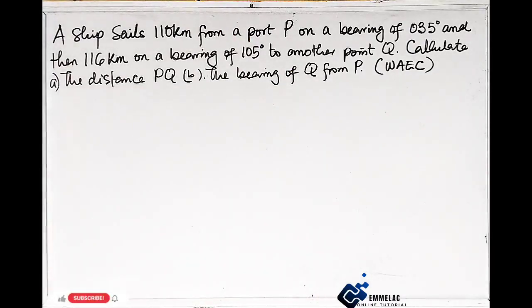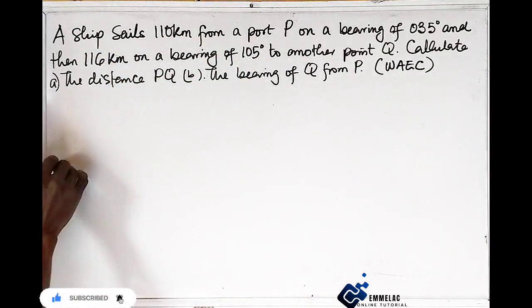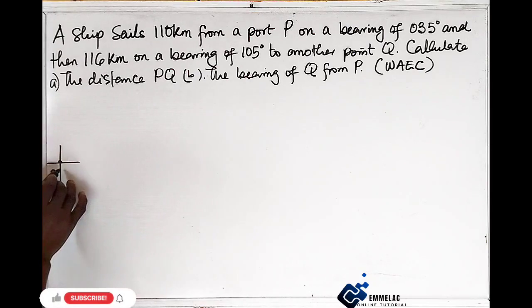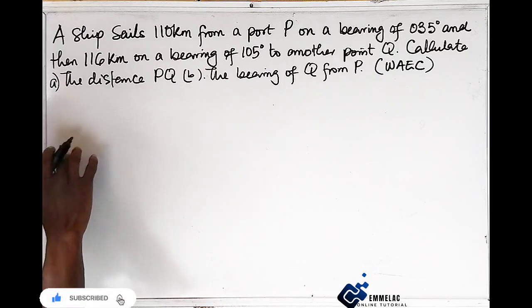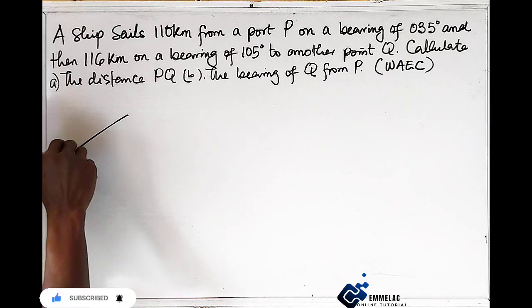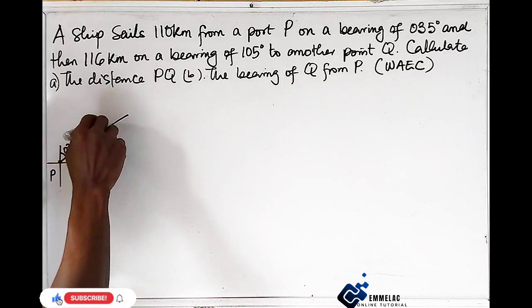First of all, let us have a pictorial diagram of the question. A ship sails from port P, so let us assume that this is P. It sails from here on a bearing. Let us assume this is our bearing. It is below 45, so here you have 035 degrees and 110 km.